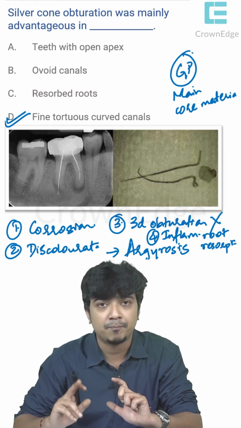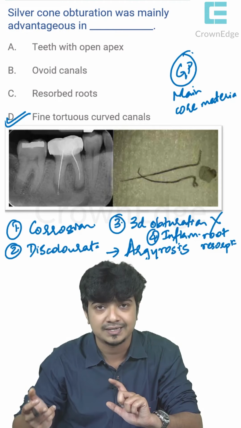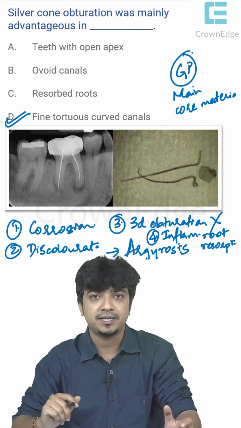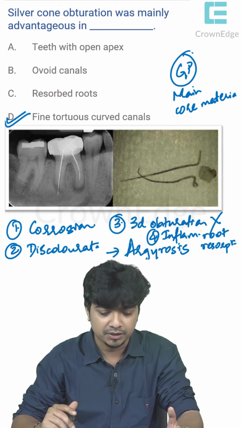Only in cases where a post-endodontic restoration such as post-and-core is advised, in such cases retreatment is advised, and also if there is a periradicular pathology.